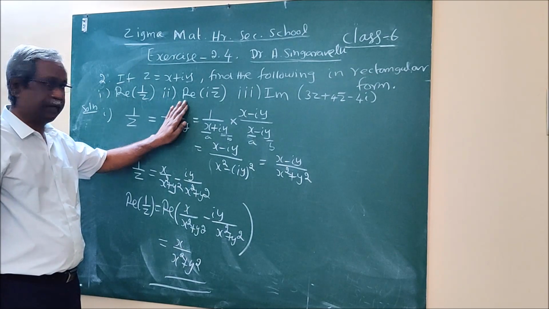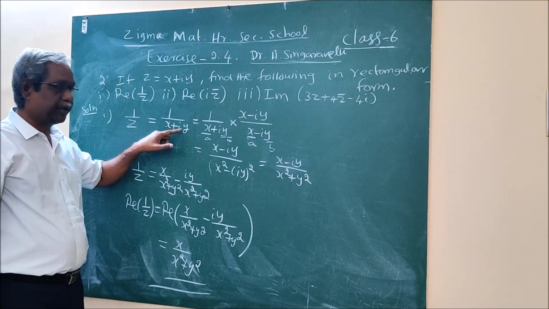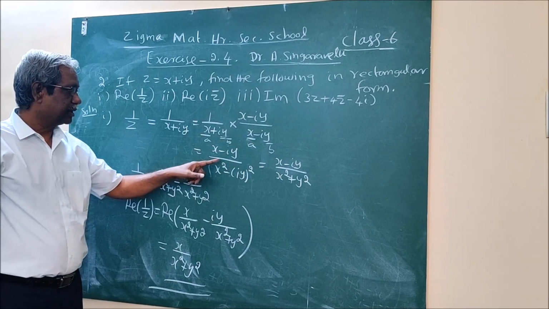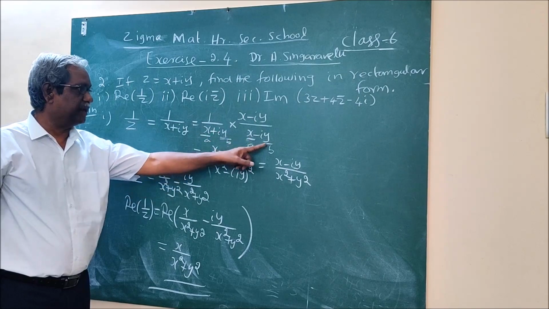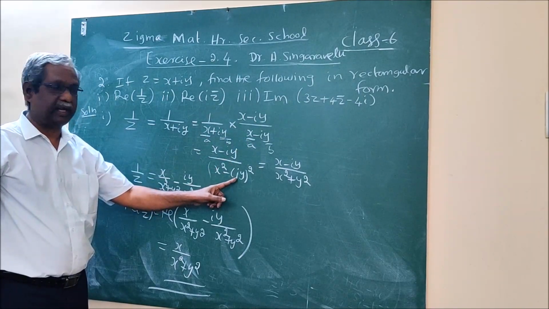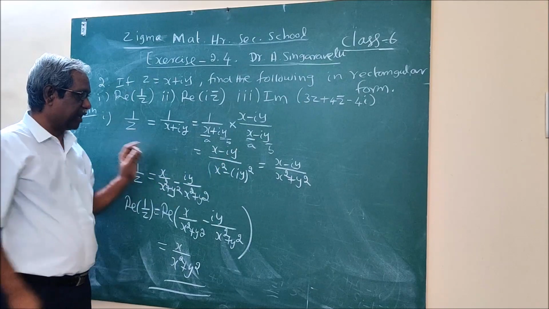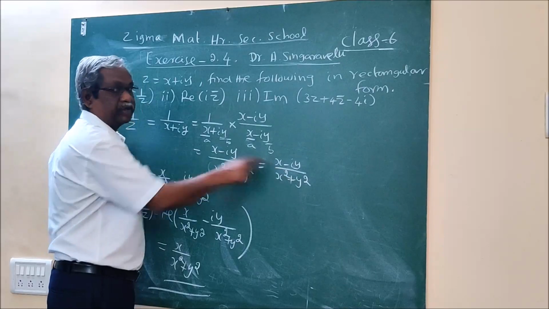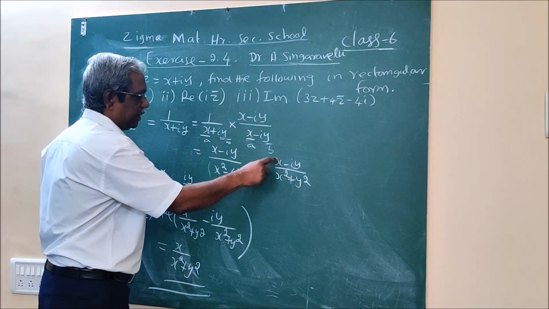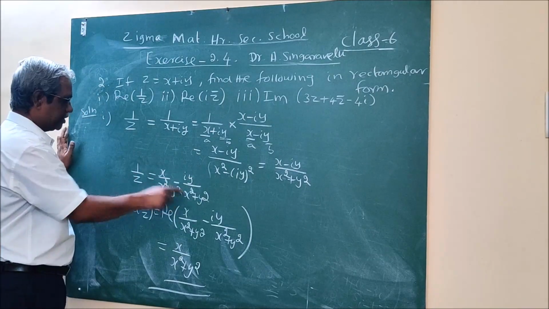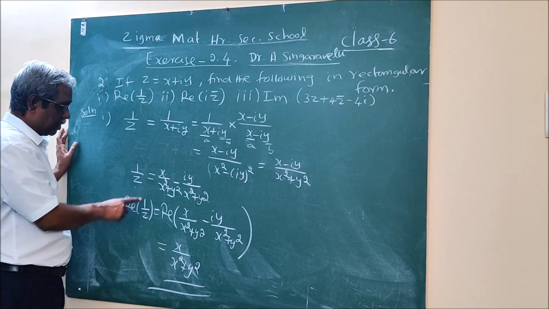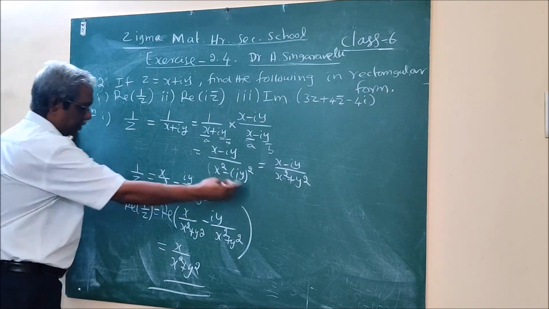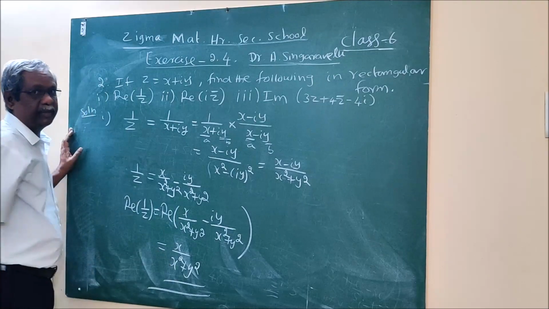So first find real 1 by z. 1 by z is this. Take the conjugate of x plus iy, multiply and divide by the conjugate. We get the a plus b, a minus b formula, a square minus b square, x minus iy by x square. Here i square is minus 1, minus into minus plus 1, so plus y square. So with the common denominator this is 1 by z. Taking the real part on both sides, the real part of 1 by z is x by x square plus y square.